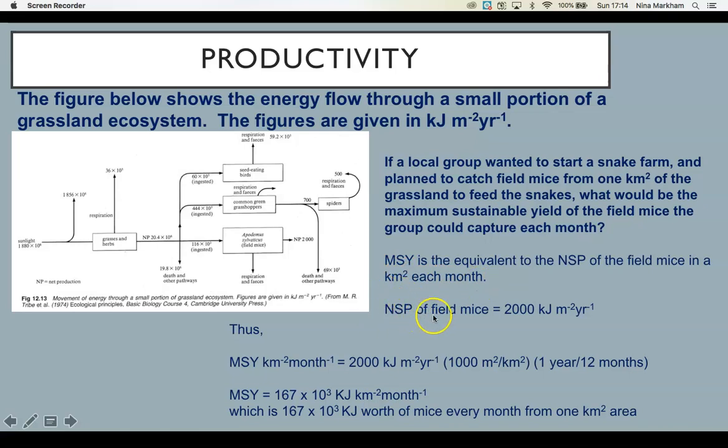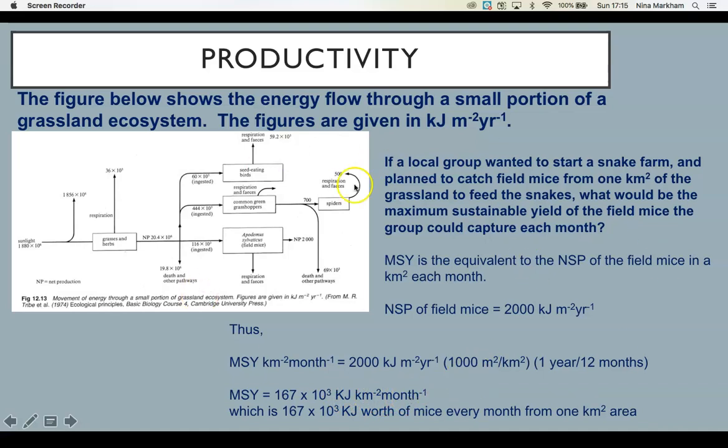Well, we know that the NSP of field mice is 2,000 kilojoules per meter squared per year. Thus, the MSY in a kilometer per month would be 2,000 kilojoules per meter squared per year, we know, times 1,000 meters squared in a square kilometer, right? So now we have kilojoules per kilometer, and we know that in 1 year there are 12 months. So if you work out the units, you can see that now we're left with kilojoules per kilometer squared per month.